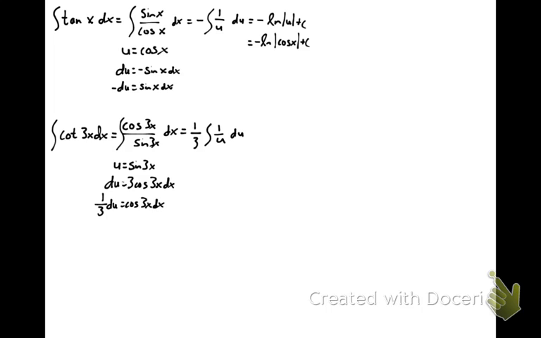And we can see what's going to happen from this. This will be 1/3 times the natural log of the absolute value of u plus c, and since u had the value of the sine of 3x, we've got our conclusion.